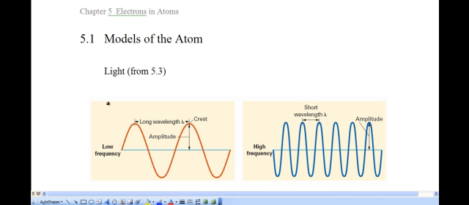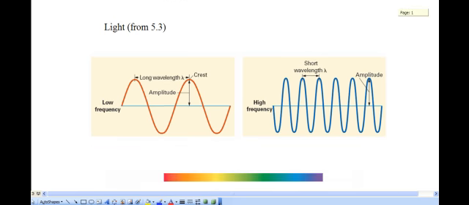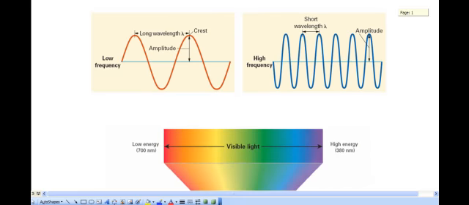All right? Now, before we jump into our understanding of the electrons, we need to review the concept of light, because light will actually allow us to understand what these electrons are doing. So, first of all, light travels as electromagnetic waves.